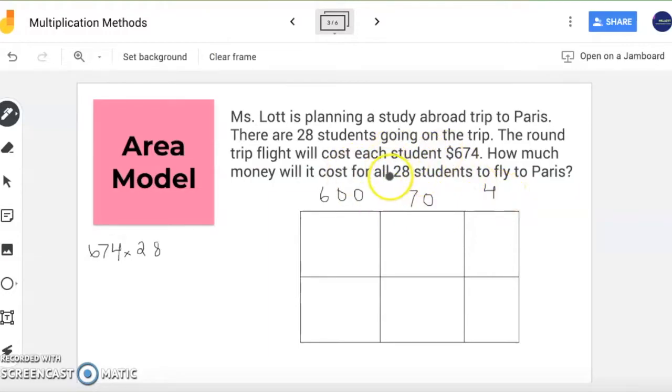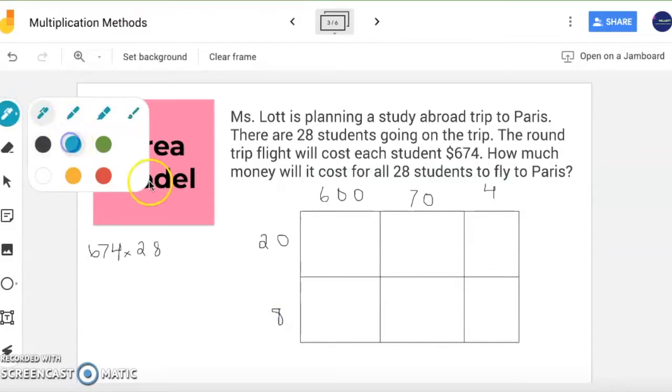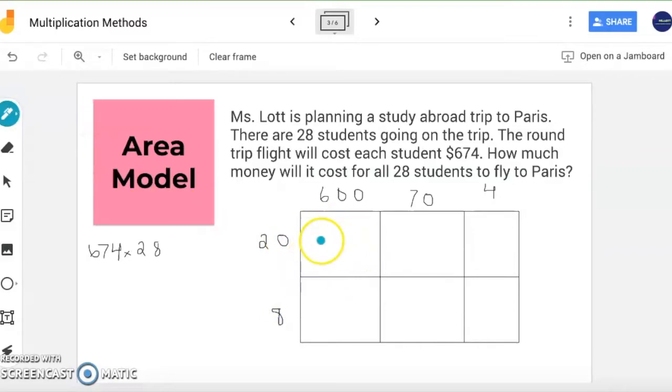I'm going to do the same thing for 28 on my side. So 28 written in expanded form is 20 plus 8. Now what I'm going to do is fill in the boxes. Let's start with this box right here. Above I see 600. And to the left of my box, I'm multiplying 600 by 20. So notice here, 600 times 20.